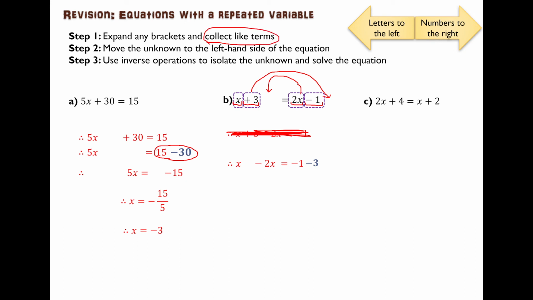If you look on the left-hand side, I've got x take 2x. You can think of this as one lot of x. One lot of x, take 2 lots of x. If I have 1 take 2, the answer is negative 1. So I've got negative 1 times x, which you can also write as negative x, equals, on this side I've got negative 1 take 3. Negative 1 take 3 is negative 4. So negative x is negative 4. If I multiply both of these things by negative 1, I've got x equals 4.